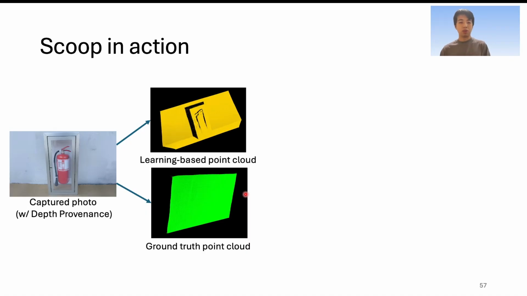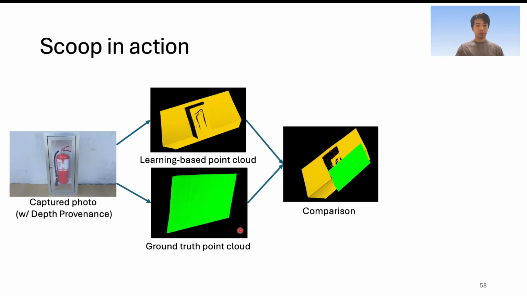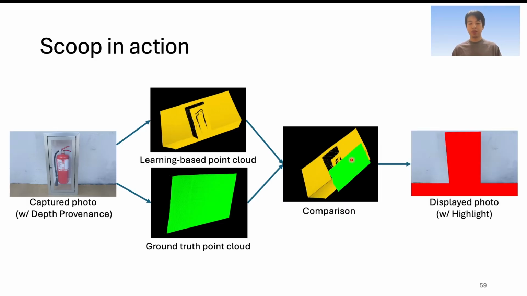We first generated the 2 point clouds, one learning-based and one ground truth-based. Then we compare those 2 point clouds, where, as you can see here, we're clearly seeing some regions that they disagree with each other. Then we can just simply highlight those regions. One thing I would like to remind here is those are just really high-level concepts. They don't really mean the actual accurate technical concept or technical implementation of Scoop. Please refer to our paper for the actual technical details.